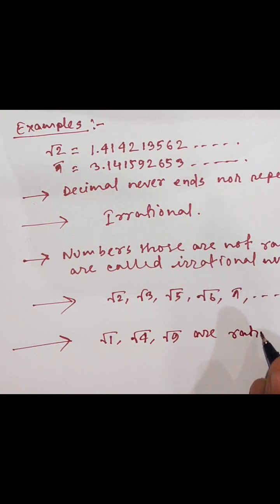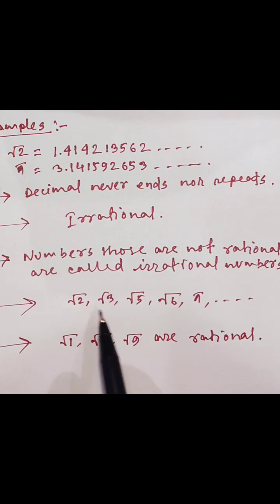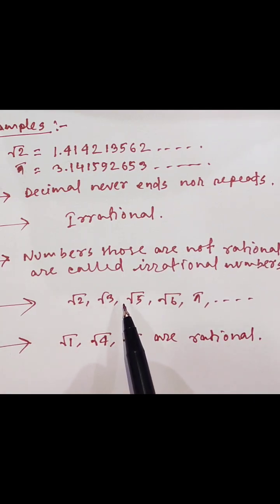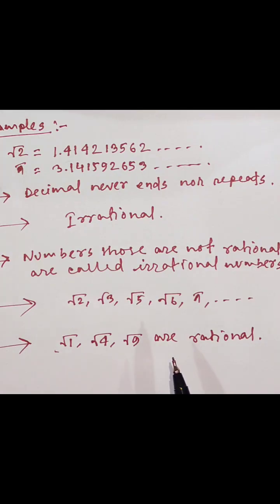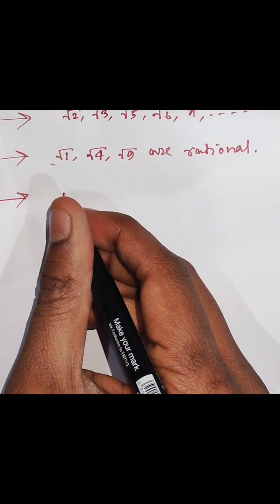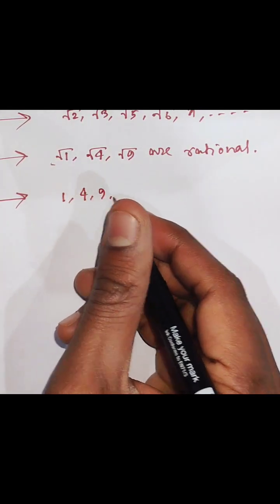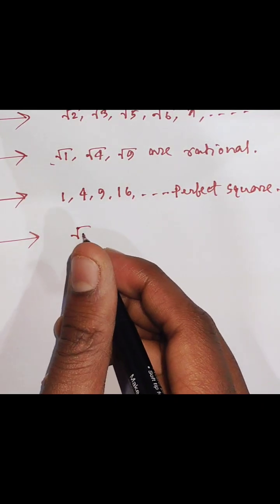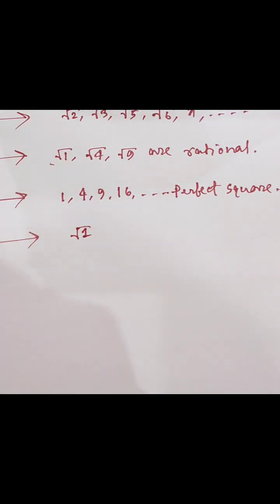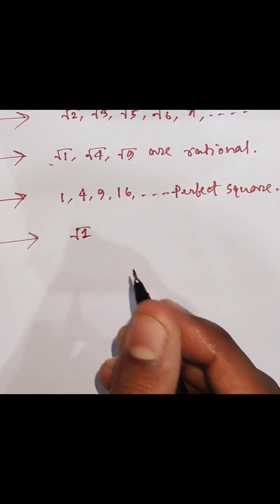Why are these numbers rational? As we have got that root 2, root 3, root 5 are irrational, why are root 1, root 4 and root 9 rational? So now we will discuss it. Because 1, 4, 9, 16, these numbers are called perfect squares. If a perfect square has a root, then it can be converted into a fraction.